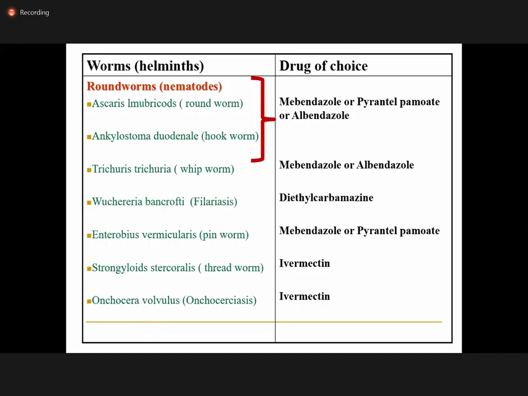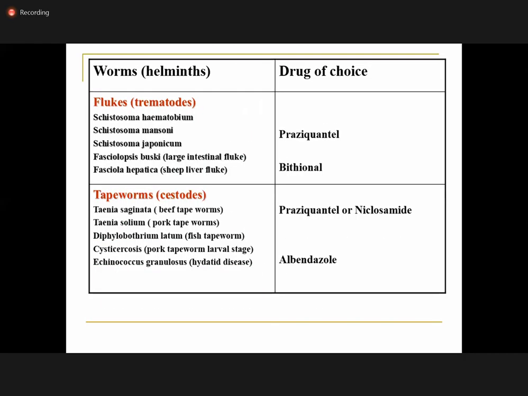In the subsequent slides, we are going to discuss the mechanism of action of these individual drugs. The second group is the trematodes. If we just revise the important points, and anyone asks what drugs you can use against roundworms or nematodes, you will say mebendazole, pyrantel pamoate, albendazole, ivermectin, and there is a specific drug, diethylcarbamazine, which is given in the treatment of filariasis caused by Wuchereria bancrofti.